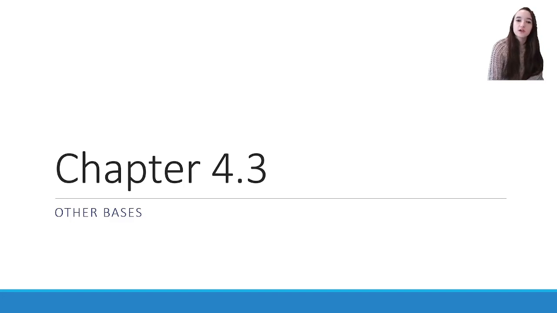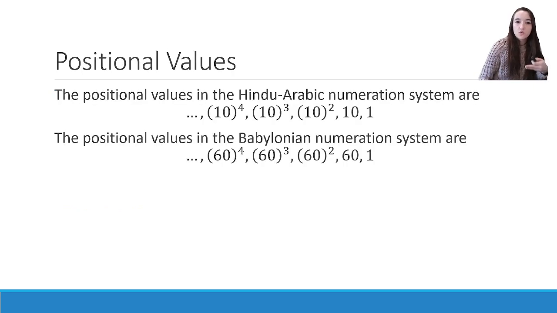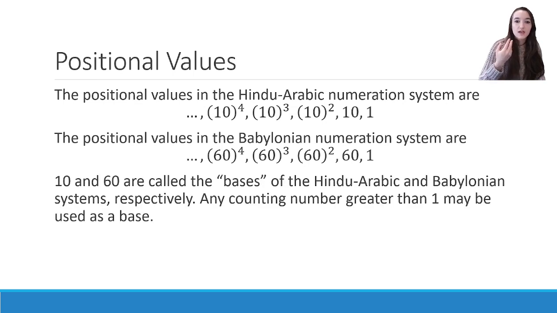Chapter 4.3, Other Bases. In this chapter, we're going to start exploring the idea of using numbers other than 10, even in our current numeration system. We've seen the positional values for the Hindu-Arabic system being 1, 10, 10 squared, hundreds, 10 cubed, thousands, 10 to the fourth, 10,000s, and so on. We've seen the positional values in the Babylonian numeration system, 1, 60, 60 squared, 60 cubed, 60 to the fourth, and so on. 10 and 60 are called the bases of the Hindu-Arabic and Babylonian systems, respectively.